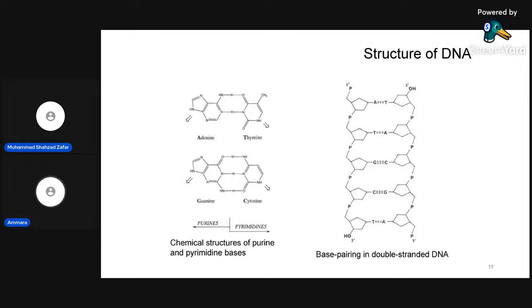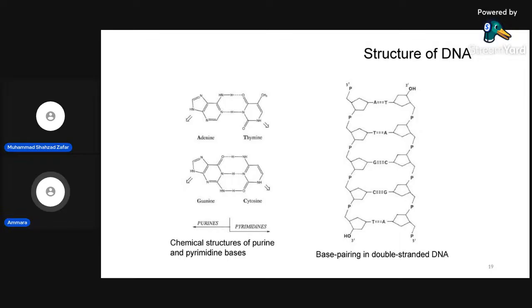In this figure and in this structure, you can see that where adenine combines with thymine, only two hydrogen bonds are involved, whereas in guanine and cytosine, three hydrogen bonds are involved.